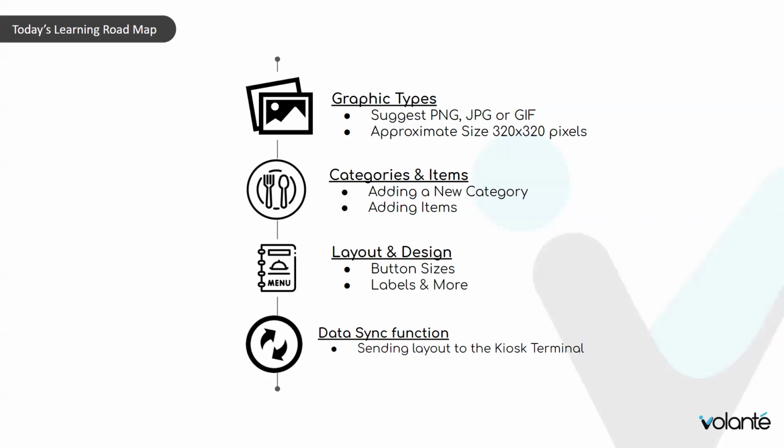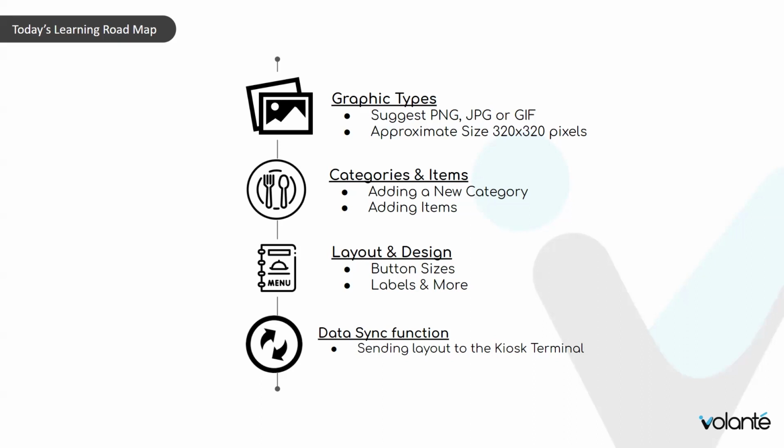That brings us to our categories and items. Well, we'll be taking a quick look at how we add a new category and adding a new item. The kiosk will not display blank categories by default. So by giving a category a name and putting one item into it, that category will become active on the next sync and appear on our kiosk.